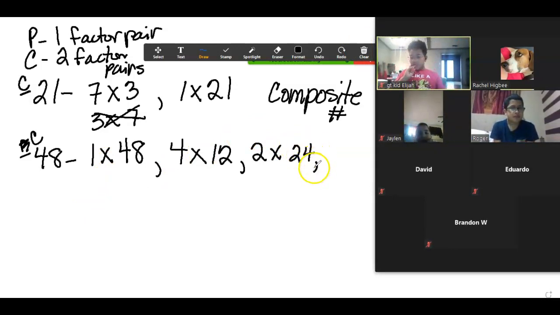Okay. I also know because the divisibility rule for 3 says that if I add the digits of a number together and those digits are divisible by 3, the whole number is. Okay, what I mean by that is, what is 4 plus 8? 12. Is 12 divisible by 3? Meaning if I divide 12 by 3, do I have any remainders?